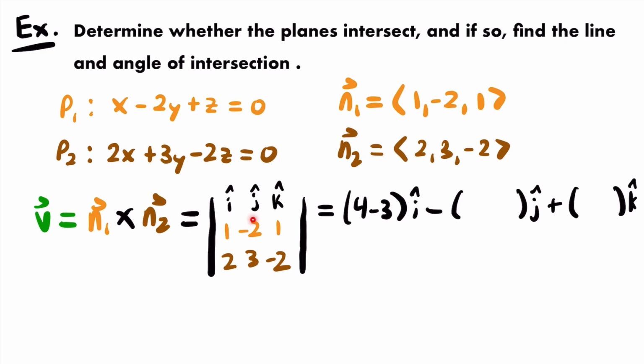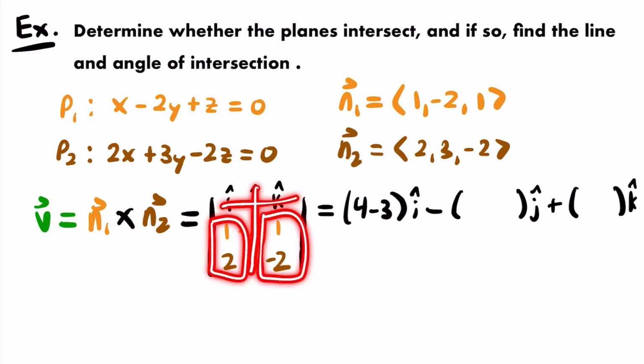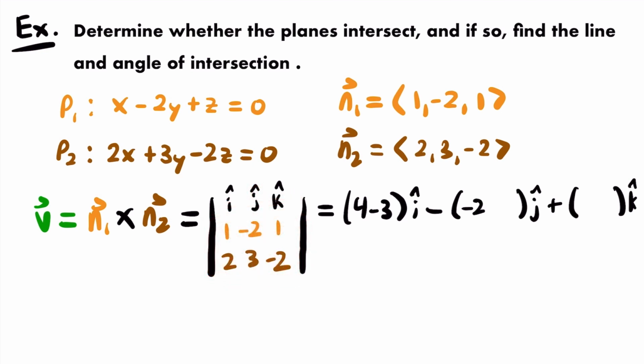So now let's look at j in our matrix. We'll cross out the row and the column that j is in and use the remaining 4 values to calculate another 2x2 determinant. We'll have 1 times -2, which is -2, minus 1 times 2, which is 2. So we have -2 minus 2.